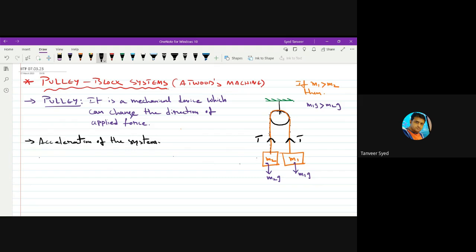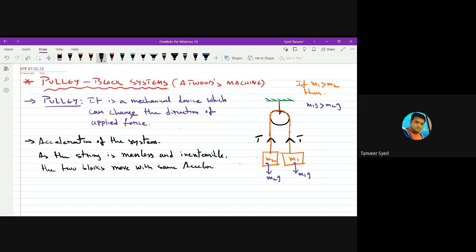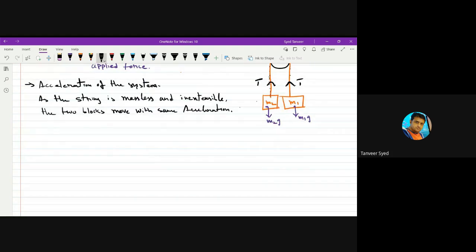Acceleration of the system. As the string is massless and inextensible, the two blocks move with the same acceleration. Okay. How much is that acceleration?